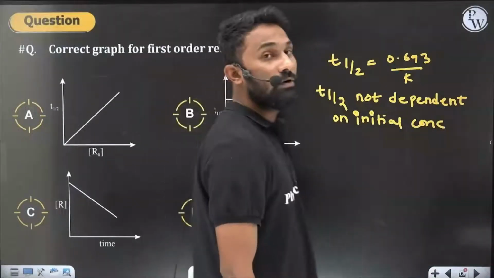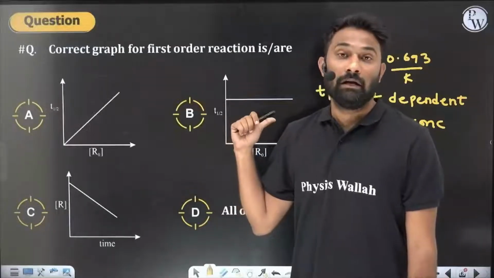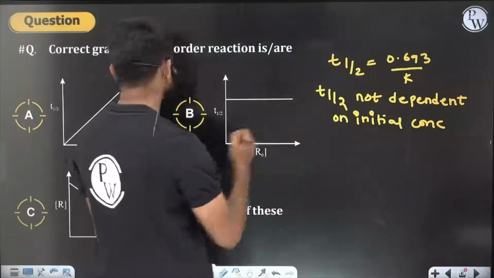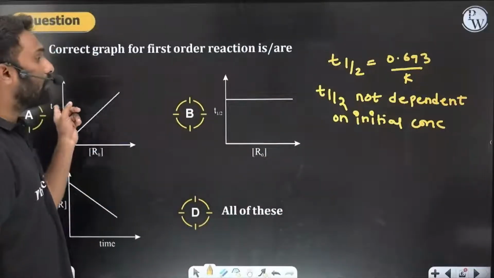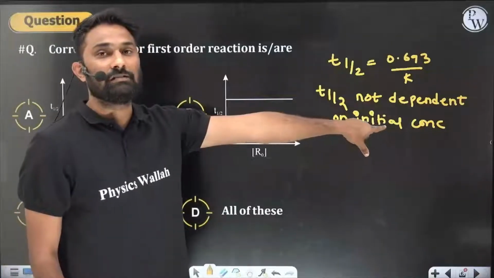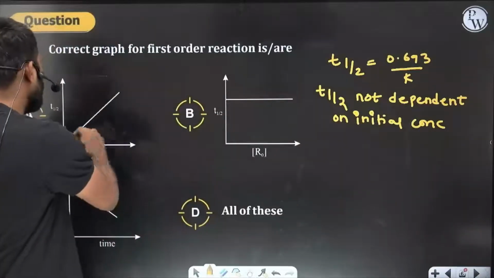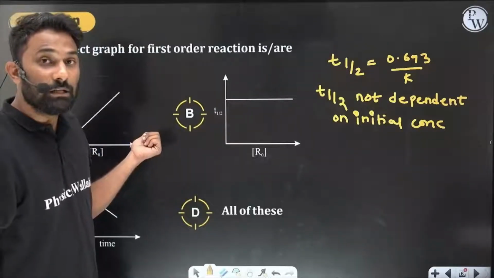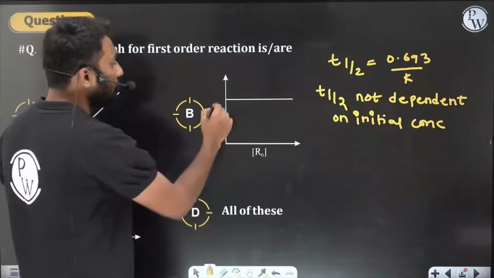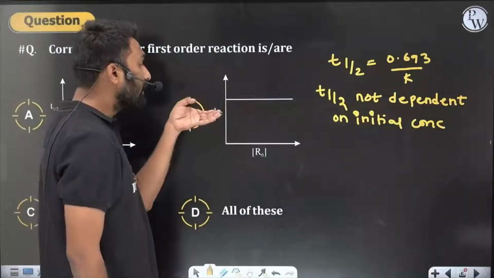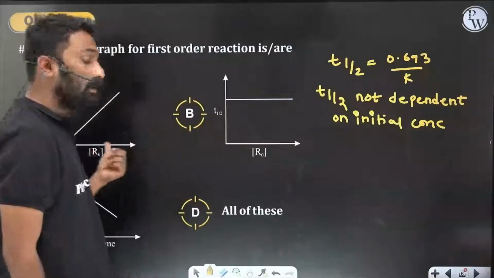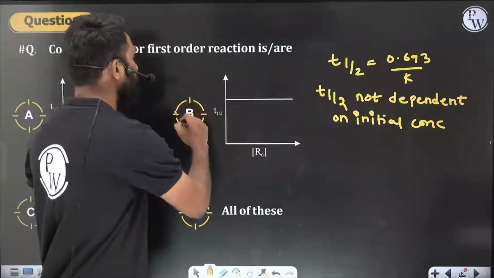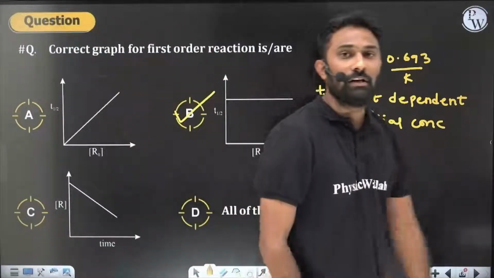Now, T of is not dependent on the initial concentration. Okay, here look, T of versus initial concentration. Now when the T of is not depending on the initial concentration, here the graph they have given is a straight line. Is it correct? Since T of is not depending upon the initial concentration, but here you have given the straight line. Now correct graph for the first order reaction. Now B is the right answer for the first order reaction.